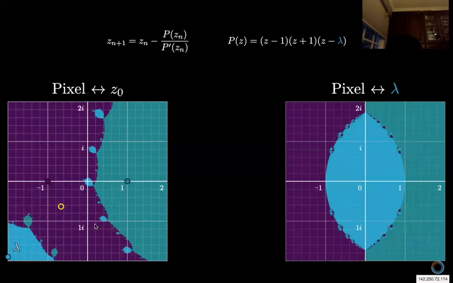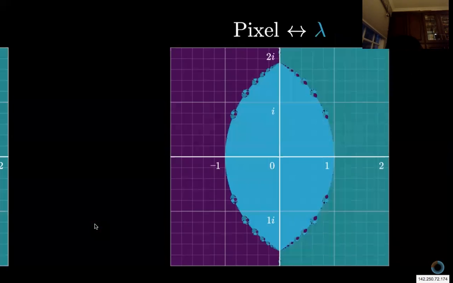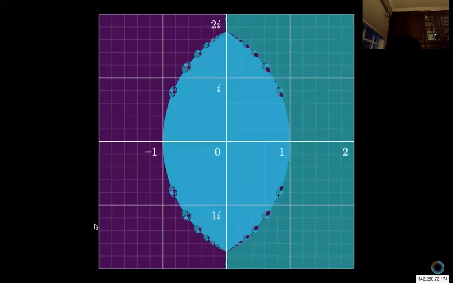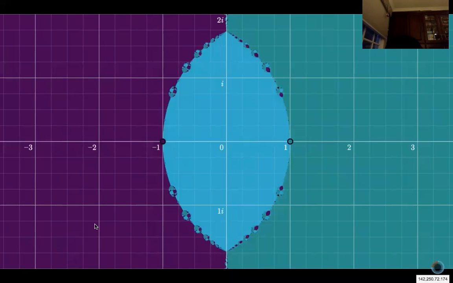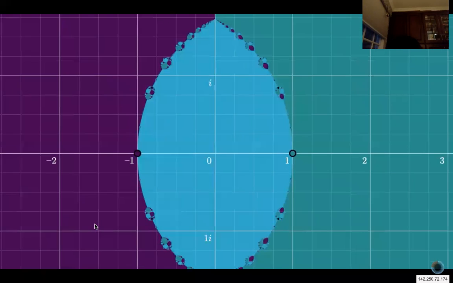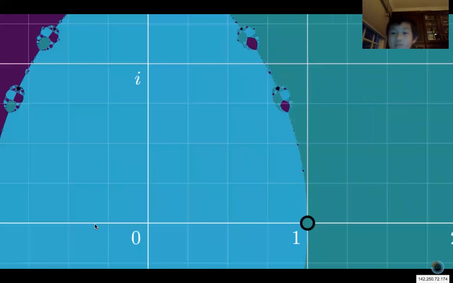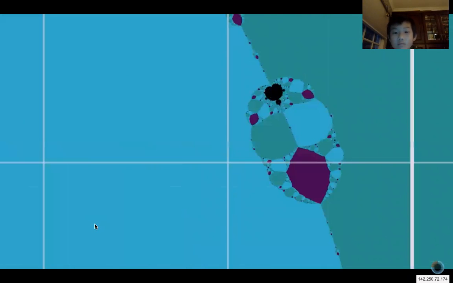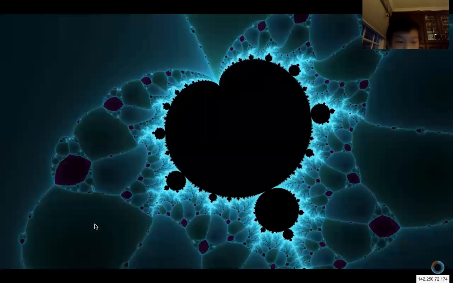Now, at first glance, it might not look like there are any black points at all on this diagram. And this is good news. It means that in most cases, Newton's method will not get sucked into cycles like this. But, and I think I've previewed this enough that you know exactly where this is going, if we zoom in, we can find a black region, and that black region looks exactly like a Mandelbrot set.